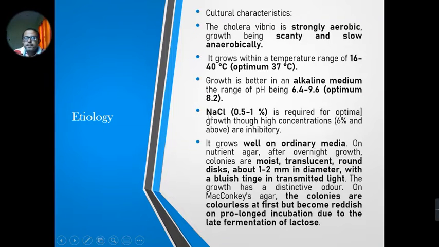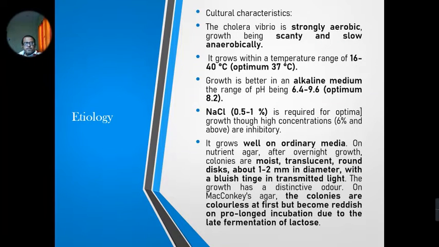Now, the next point in this etiology is the cultural characteristics. This Vibrio cholerae bacteria is strongly aerobic. Means to grow this bacteria, presence of air is a must. Without air, the growth is very slow. When we try to grow this bacteria anaerobically, it grows slowly and the growth is very scanty. Means no growth is observed there.